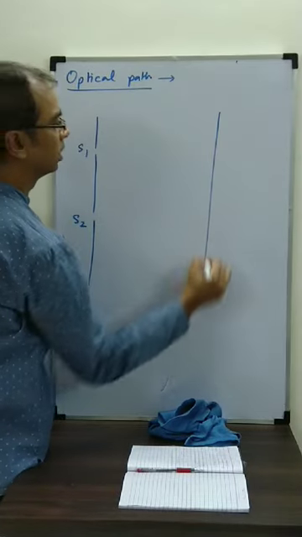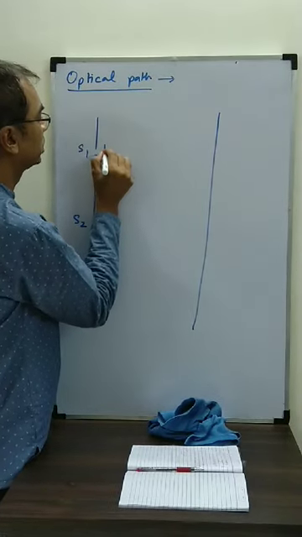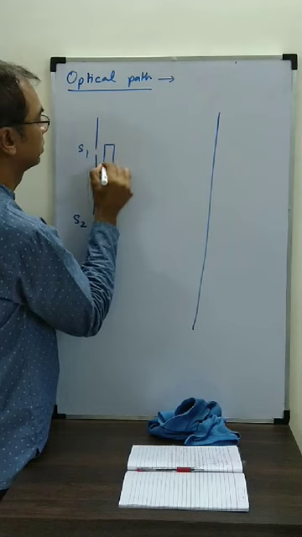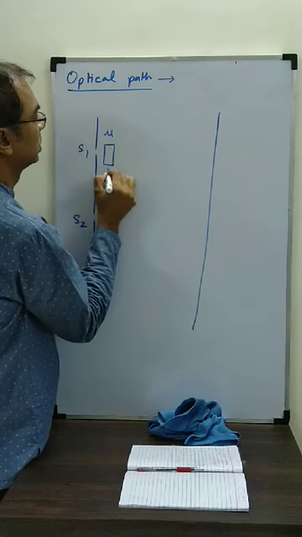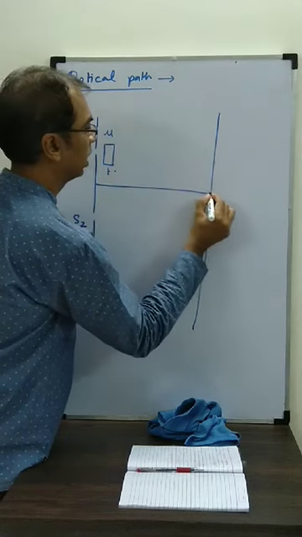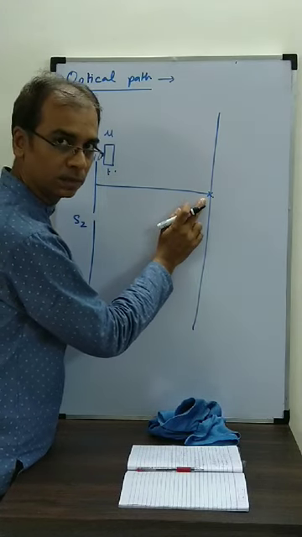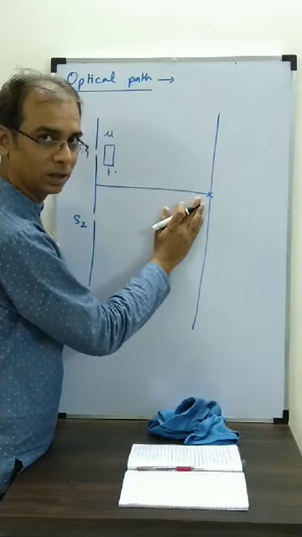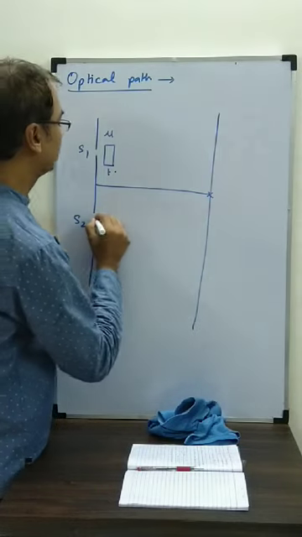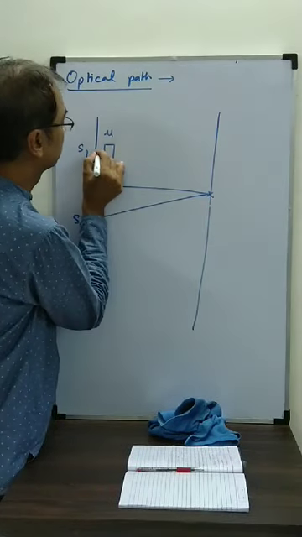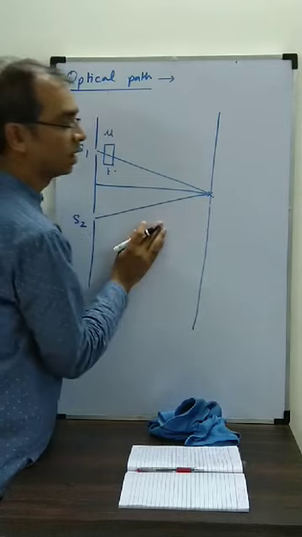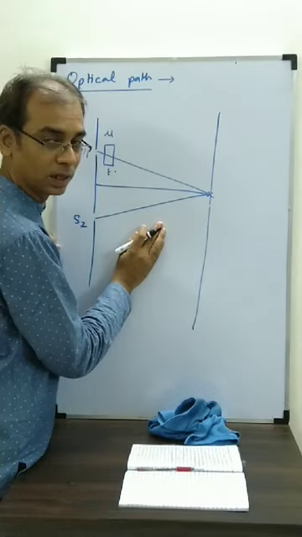Okay, and there is a screen over here. Now I introduce a slab over here. Mu, this is T. Again my question is the same. This is the center point of the screen. Whether it's going to be central maxima here. When the rays are reaching over here, are they traveling the same distance? Answer is no.